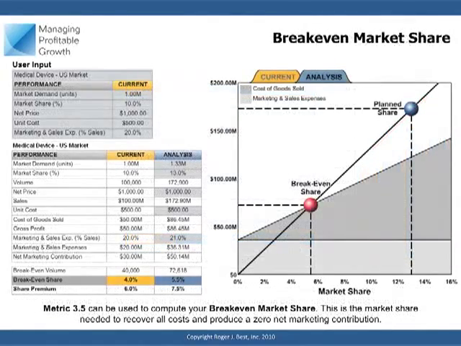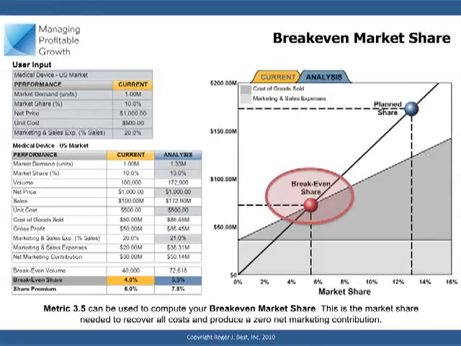Metric 3.4 can be used to compute a break-even market share. This is the market share needed to recover all marketing and sales expenses and produce a zero net marketing contribution. The share premium is the difference between your target share and break-even market share. The smaller the share premium, the greater the chances that a strategy could produce a negative marketing profit.